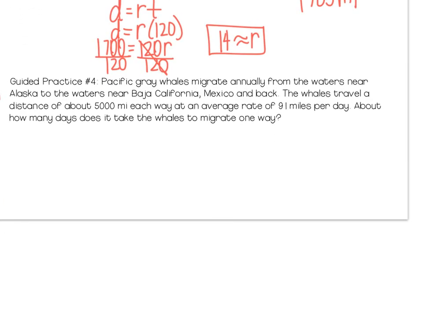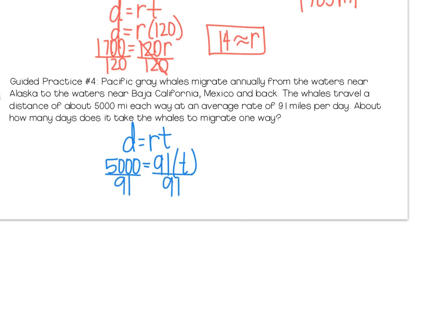Guided practice number 4. Pacific gray whales migrate annually from the waters near Alaska to the waters near Baja California, Mexico, and back. The whales travel a distance of 5,000 miles each way at an average rate of 91 miles per day. About how many days does it take the whales to migrate? So we're still going to use distance equals rate times time. Pause the video, plug that stuff in, solve for t, and then I'll give you the answer in just a second. All right, so you put 5,000 where d is, and it says 91 miles per day, so you say 91t. Solve for t, so you divide by 91, and 5,000 divided by 91 is approximately 55 days.